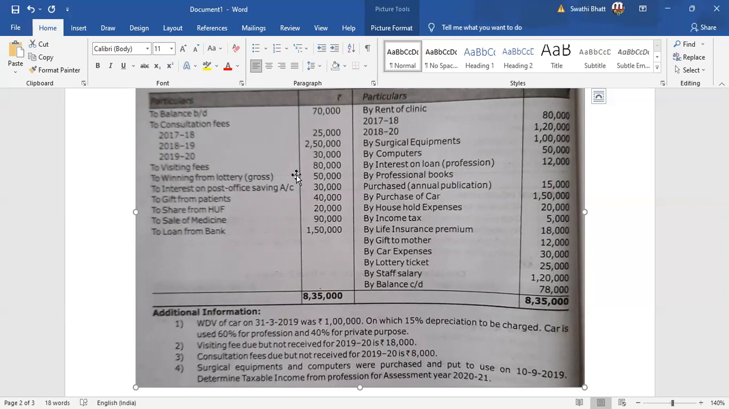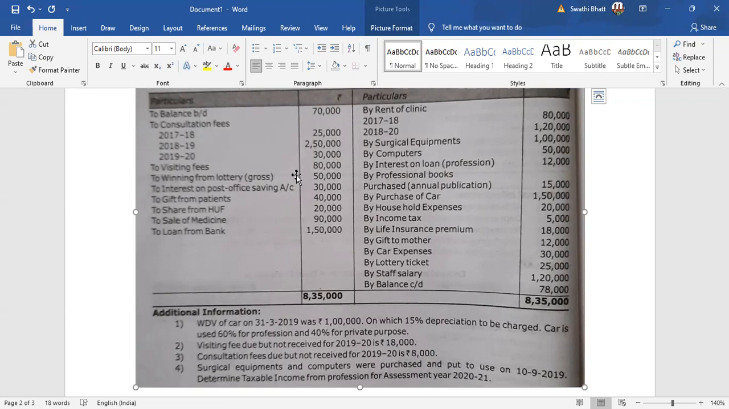Next one is interest on post office savings account. He's kept some money in his post office savings account on which he's got interest. Again, that is not even related to his profession. What has a doctor got to do with the interest that he receives from a post office savings account? It is a very subjective thing. Nobody else in the doctor profession will earn this kind of income in general. So again, it's not related to his profession, and we are ignoring the same.